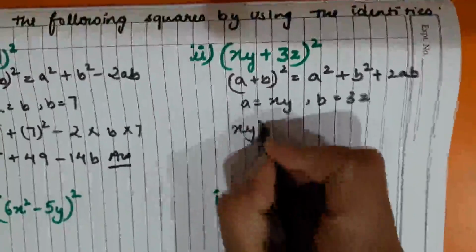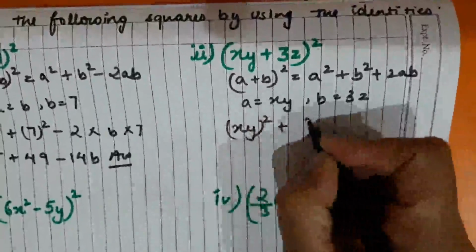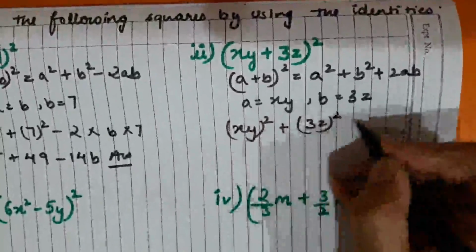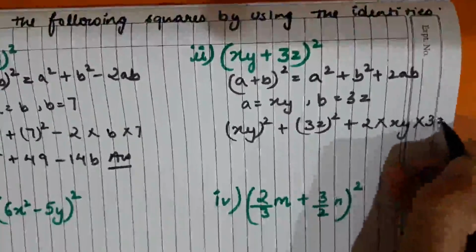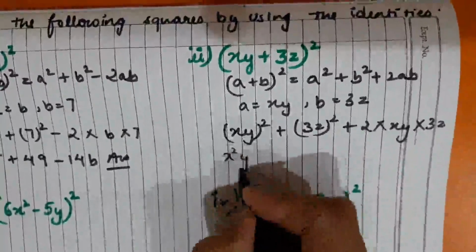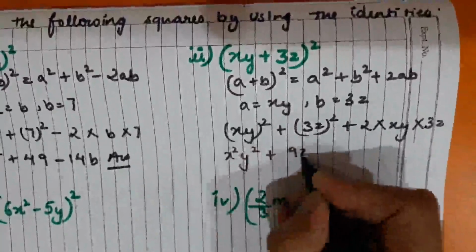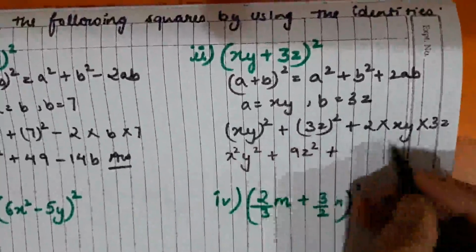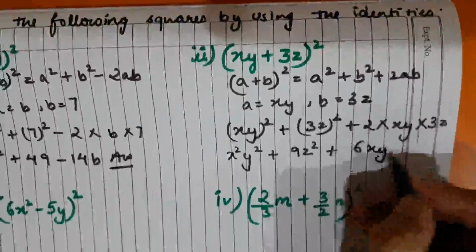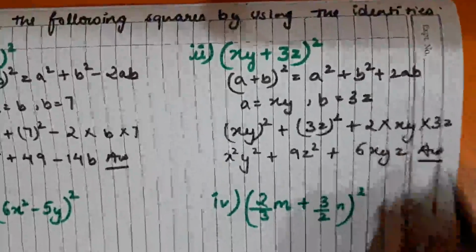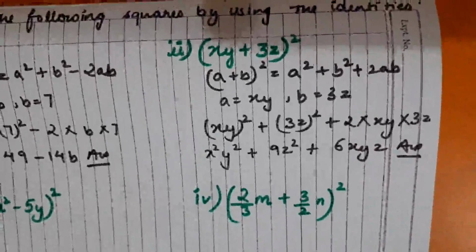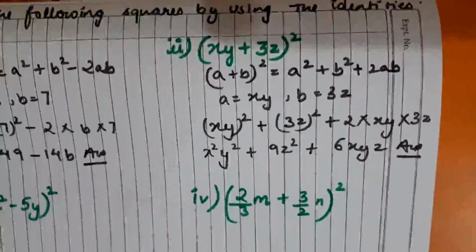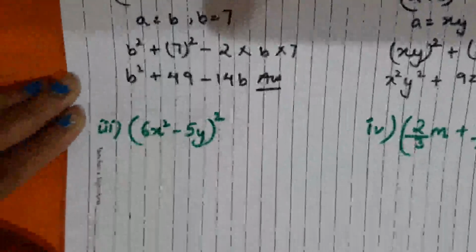a square means (xy) whole square, b square means (3z) whole square, plus 2 into xy into 3z. x square y square plus 9z square plus 6xyz. So this will be your answer. Okay, I hope you all are able to solve these type of questions now. Let's move to the next part, third part.